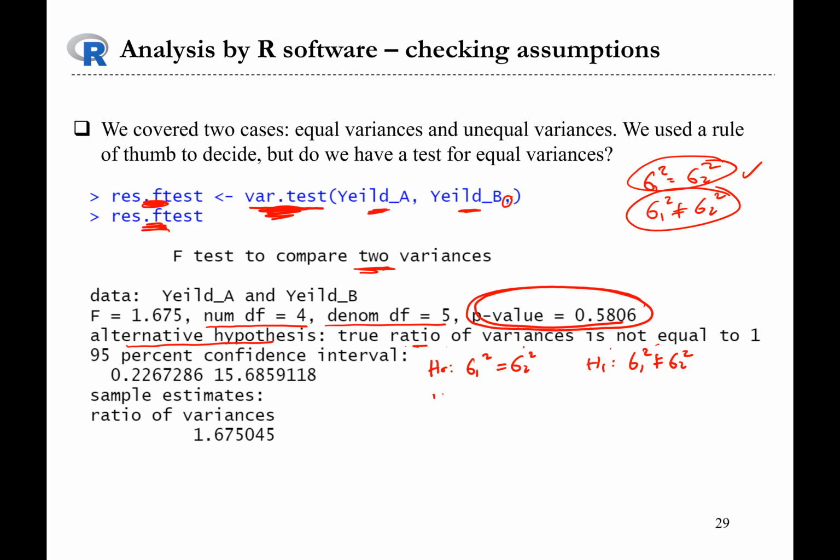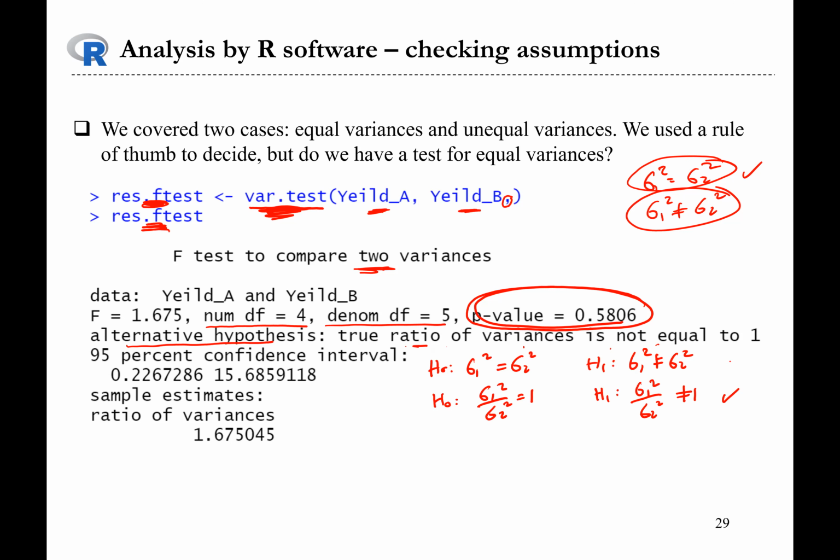This can be written as H0: sigma 1 square divided by sigma 2 square equals 1, versus H1: sigma 1 square divided by sigma 2 square doesn't equal 1. So R uses this format, not the first format. So the alternative, the true ratio of variances is not equal to 1, means sigma 1 square doesn't equal sigma 2 square. But the null hypothesis is always equal.